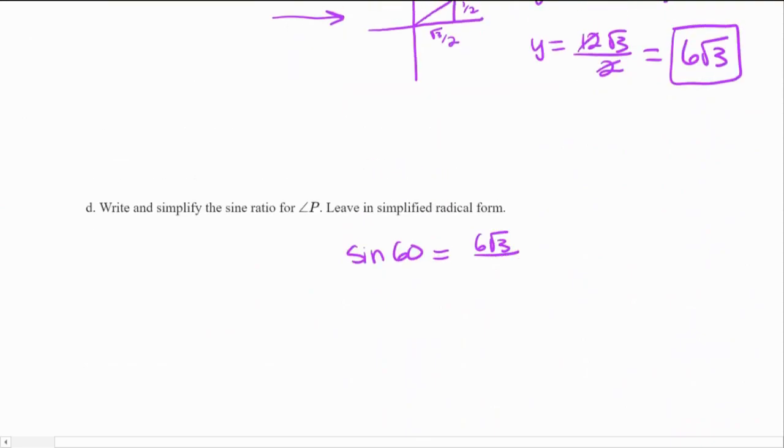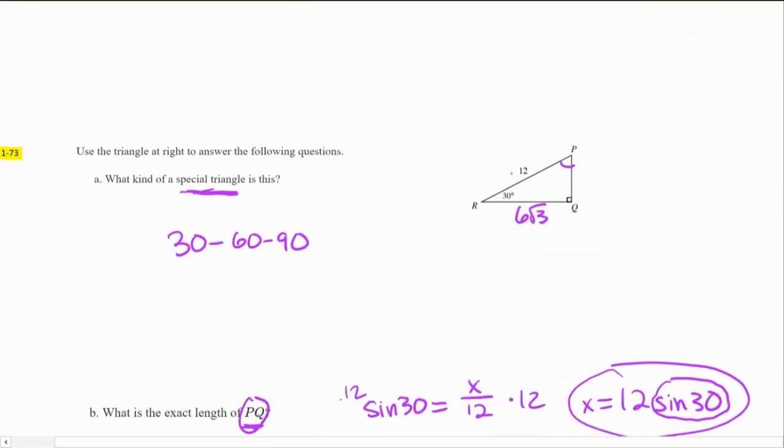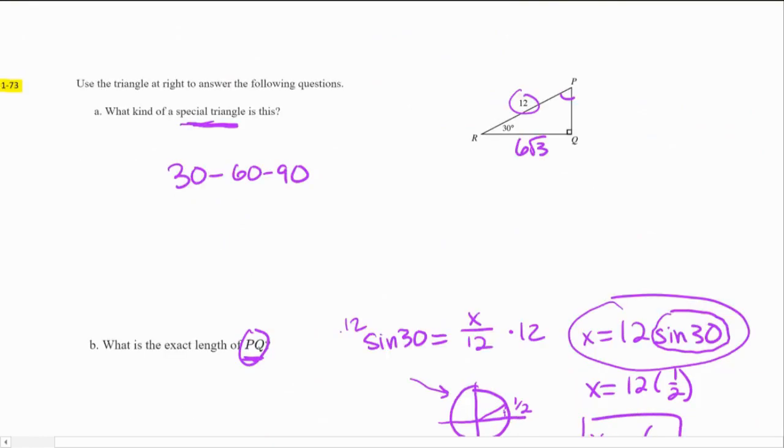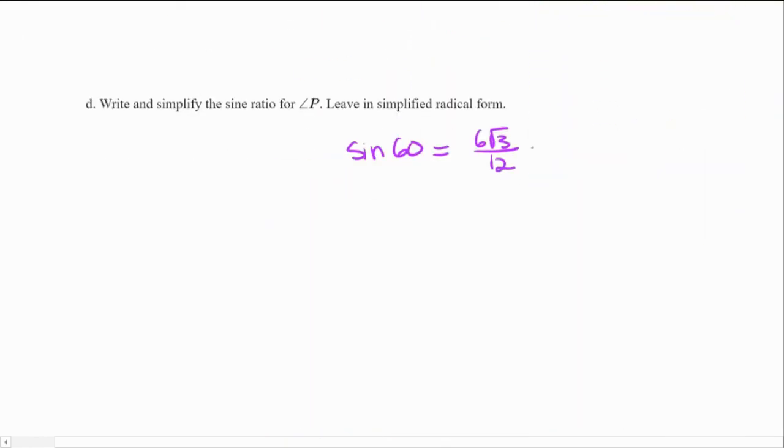That is over the hypotenuse, which in this case, the hypotenuse is 12. So I'm saying 6 root 3 over 12, and then simplifying that to get sine of 60 is root 3 over 2, which in this case, sine of 60 equaling root 3 over 2 makes a whole lot of sense, because that's what we get when we use the unit circle as well, which again, we're going to get lots and lots of practice with.